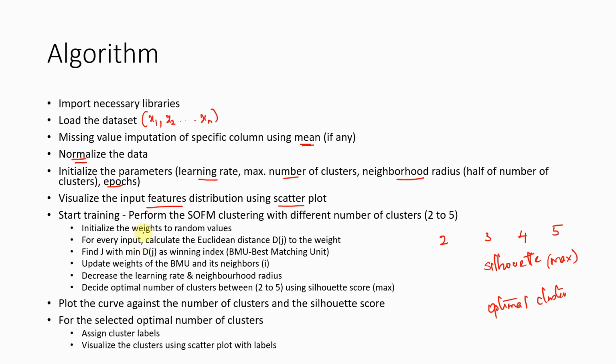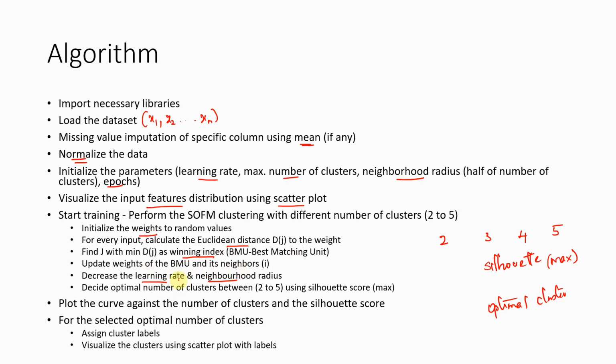So to do that, first we have to initialize the weights. Next, we take every instance of our input and calculate the Euclidean distance between the instance and the weights. Out of the output nodes, we need to find which has the minimum distance, and that will be considered the winning neuron or the best matching unit. And now we need to update the winning neuron's weight and its neighborhood.